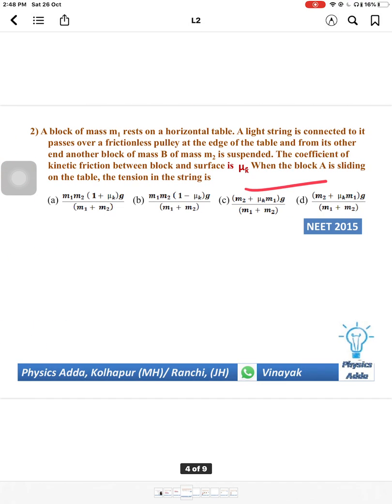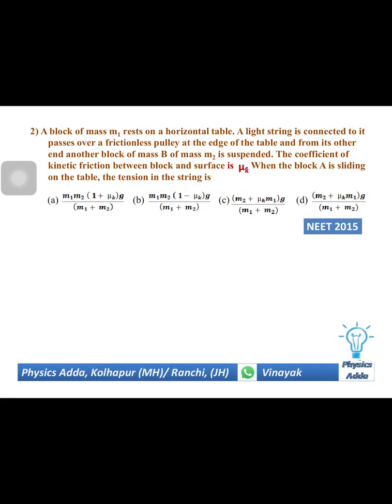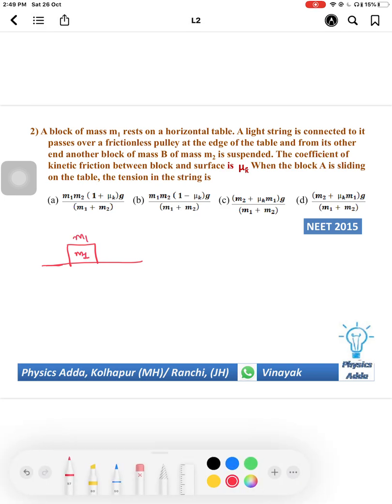Let's move to the next question. Question number 2. So here you can see we are having a block of mass m1. I'll draw the block first. This is the surface, and I'm having a block of mass m1. Here mass is m1. Now this block is tied.